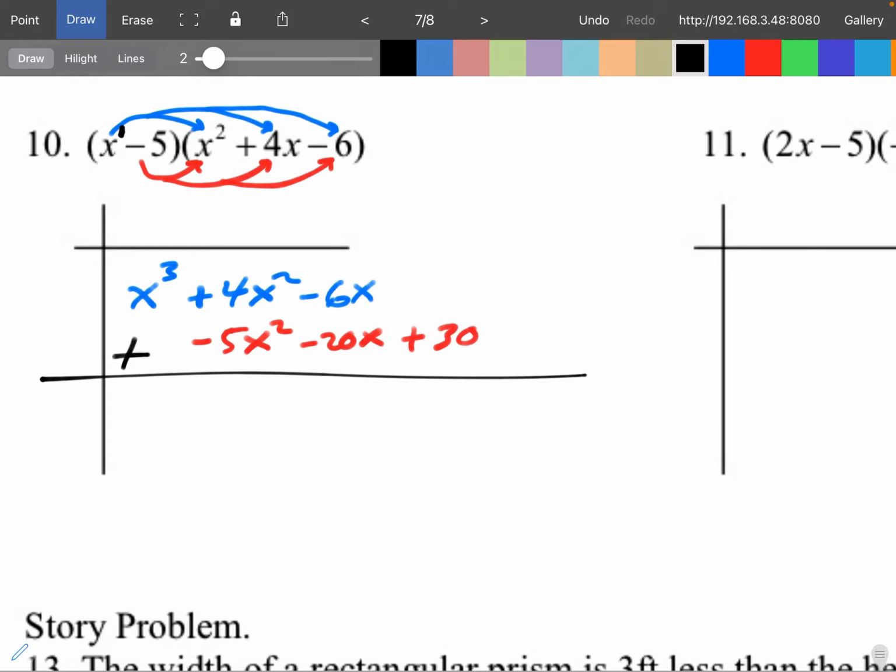All right, well now I'm set up where I can combine like terms, so what I'm going to do here is I'm going to add these together, okay? So when I add them together, I got x cubed. Then I got 4x squared, take away 5x squared.